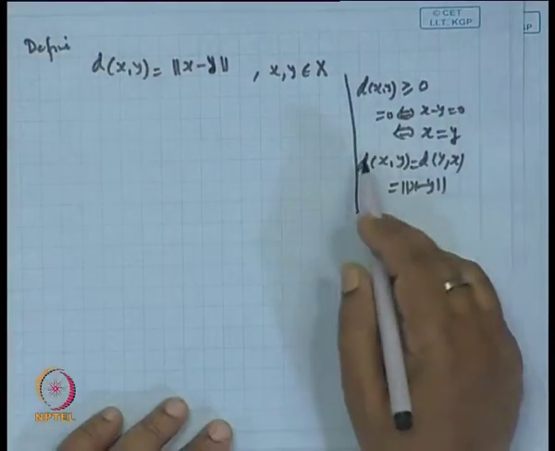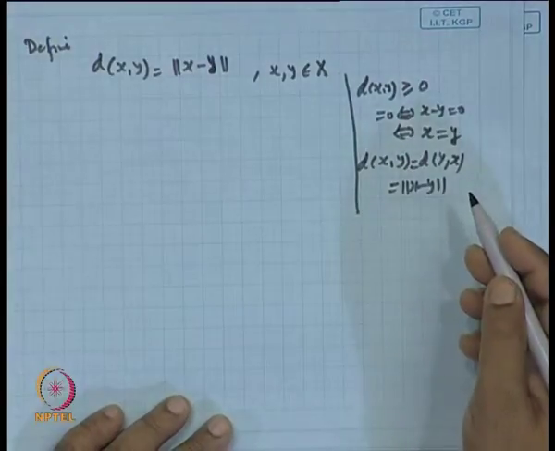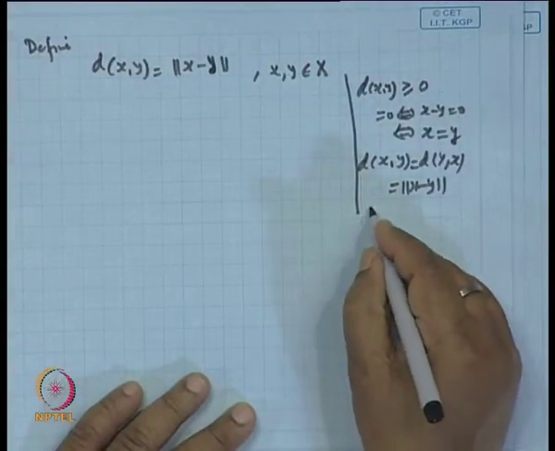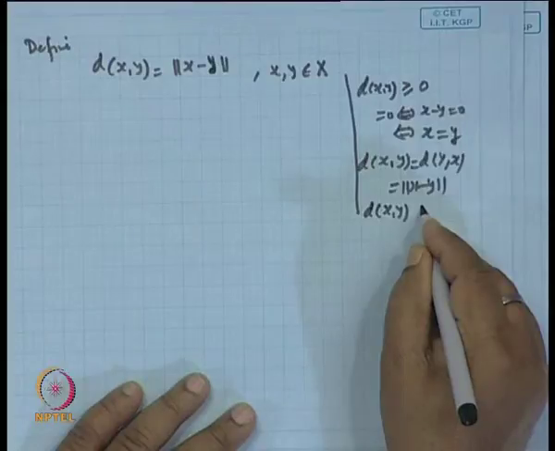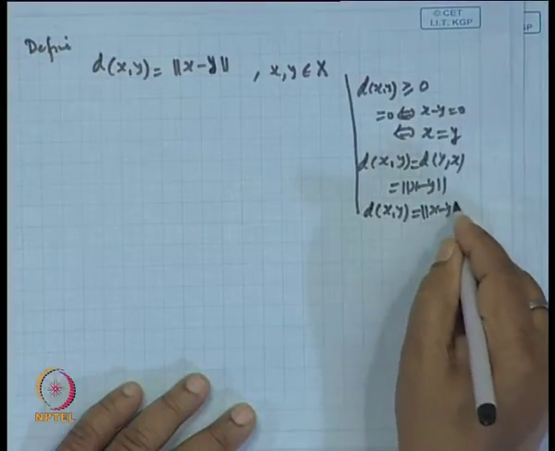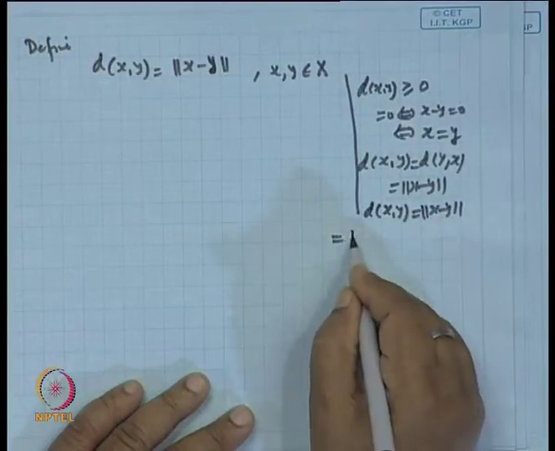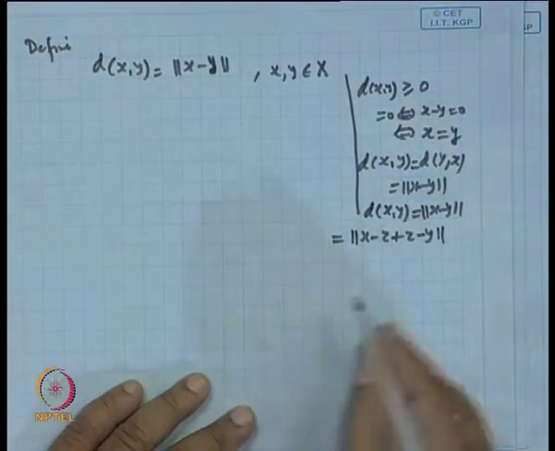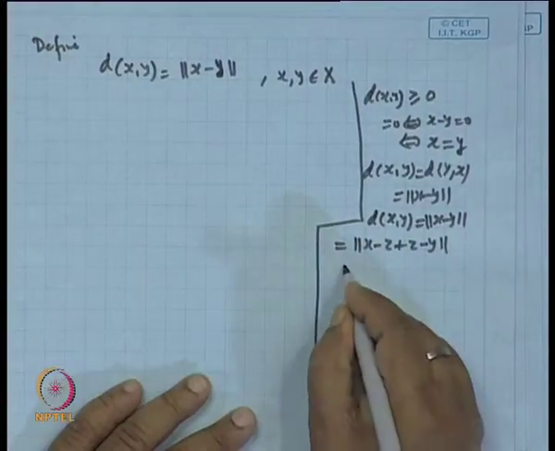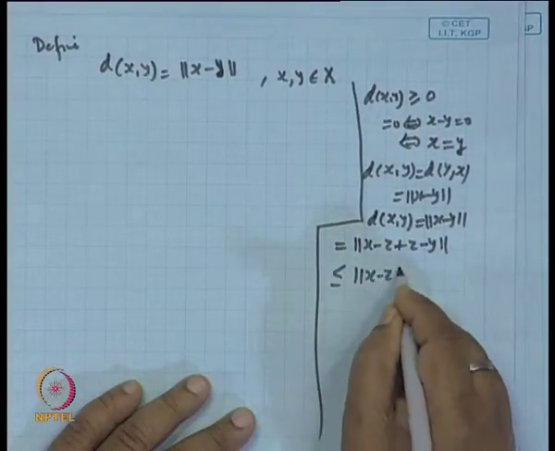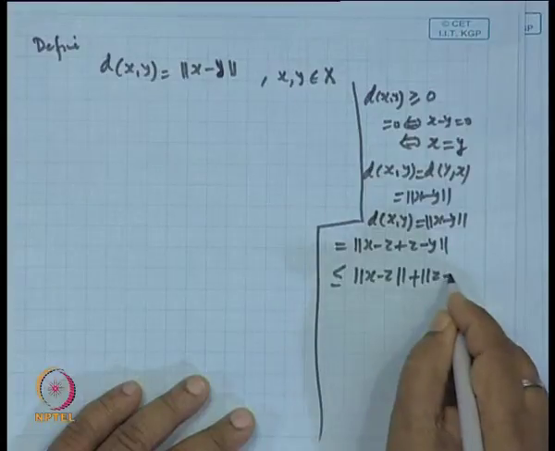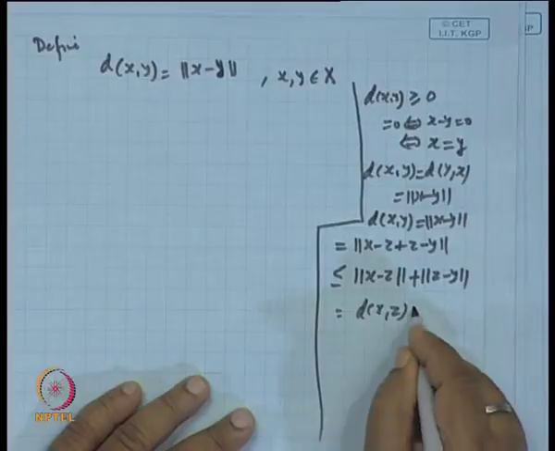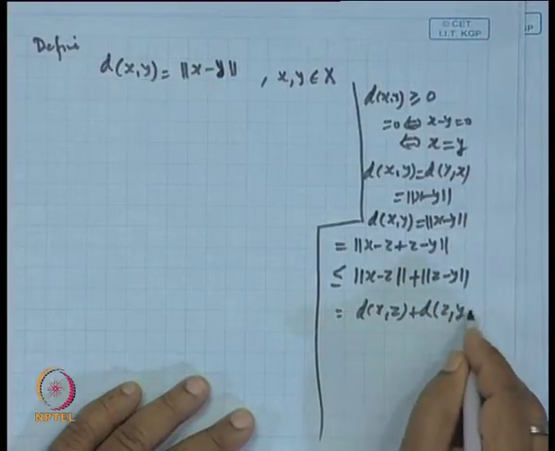Then the other property, d of x y is less than or equal to d of x z plus d of z y, that is also satisfied. Indeed, d of x y, which is equal to norm of x minus y, can be written as norm of x minus z plus z minus y, and that will be less than or equal to norm of x minus z plus norm of z minus y, and that is equal to d of x z plus d of z y.